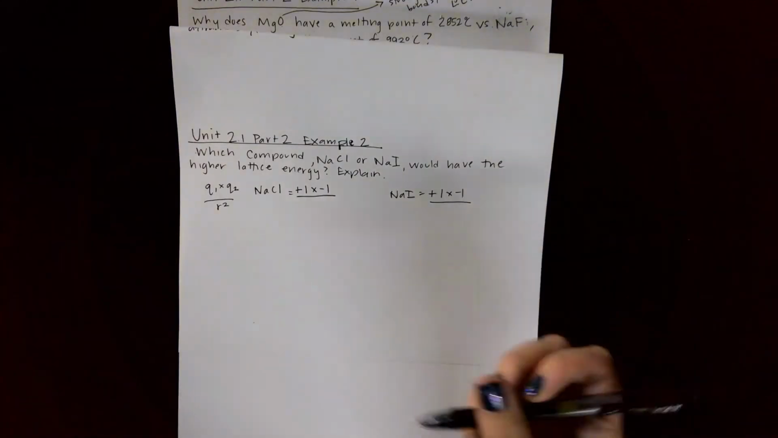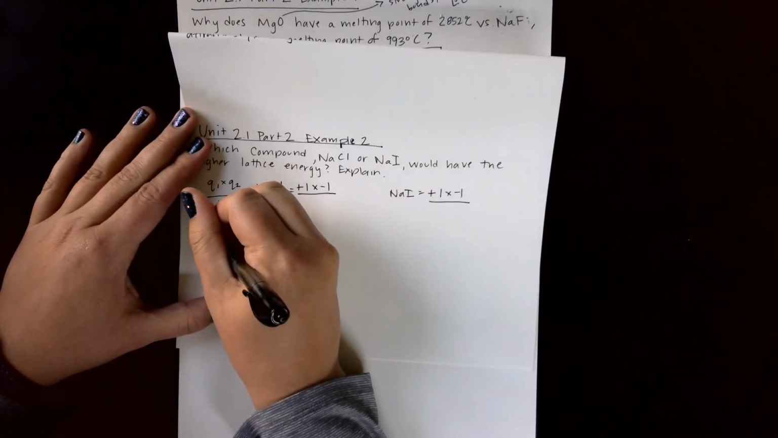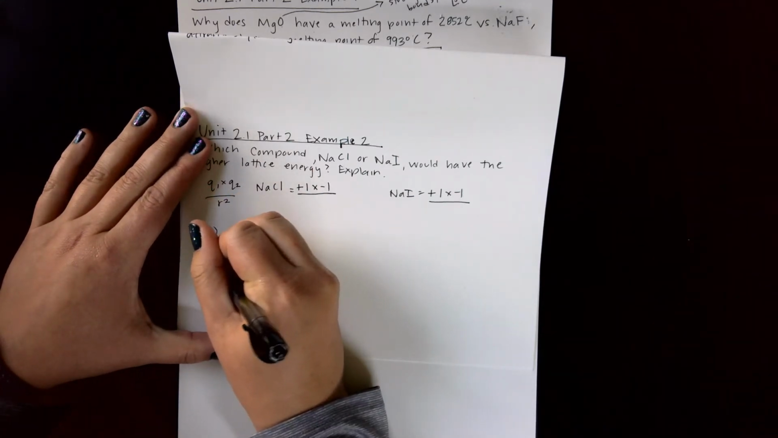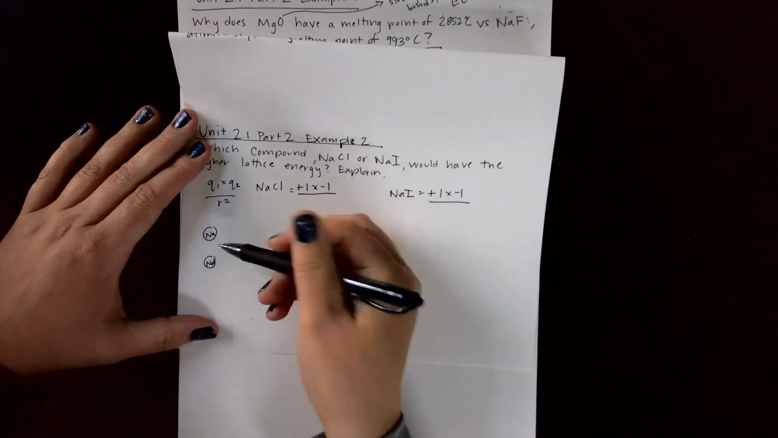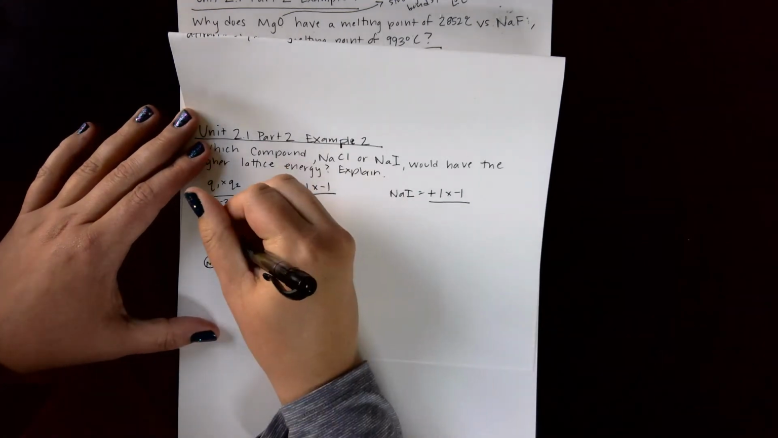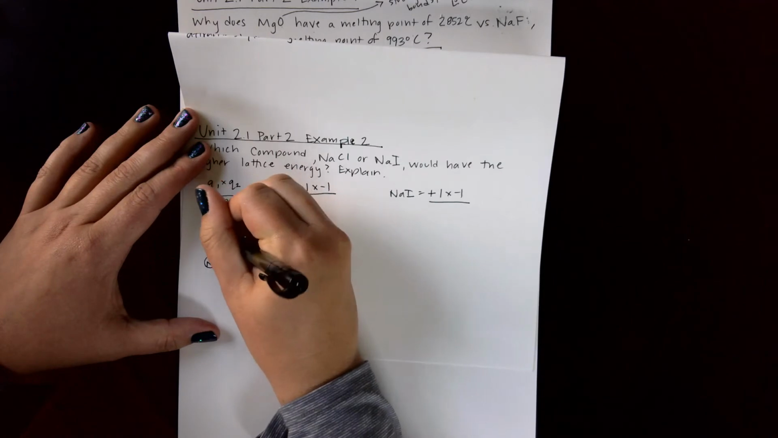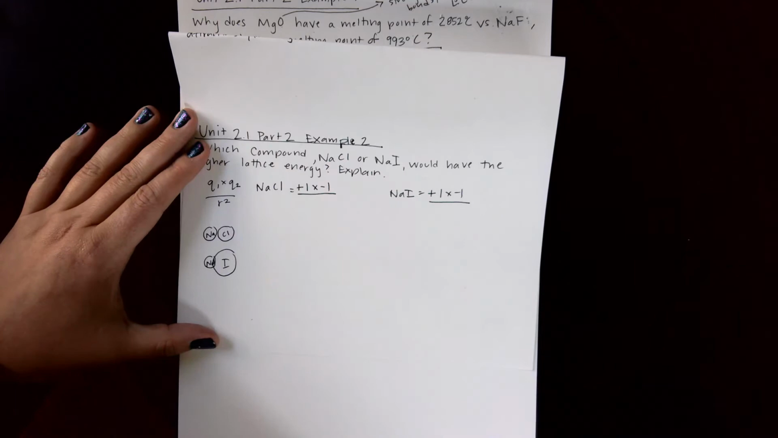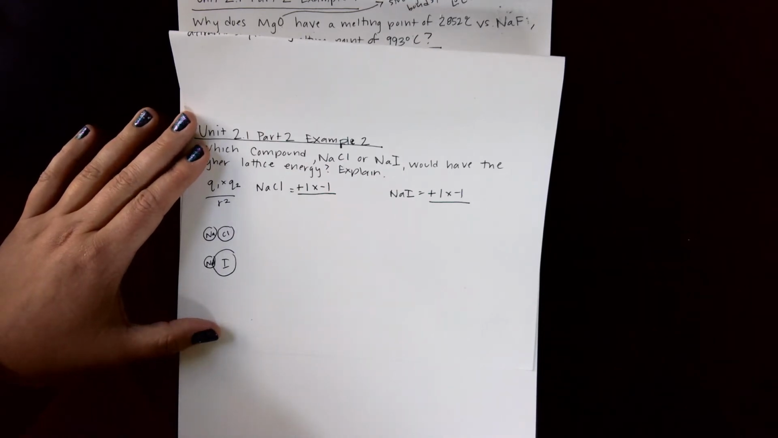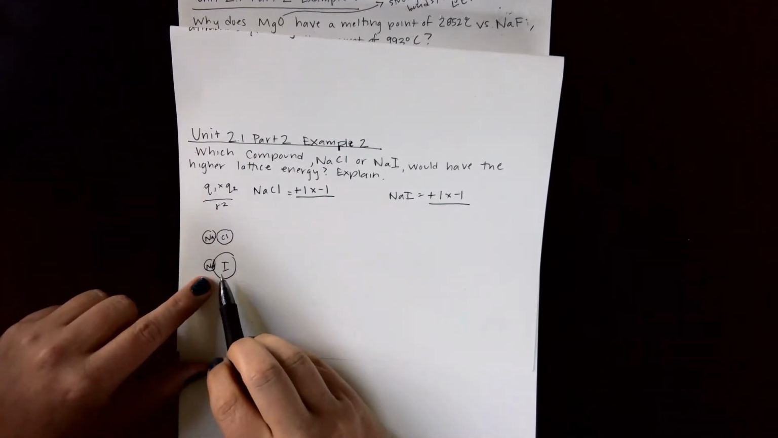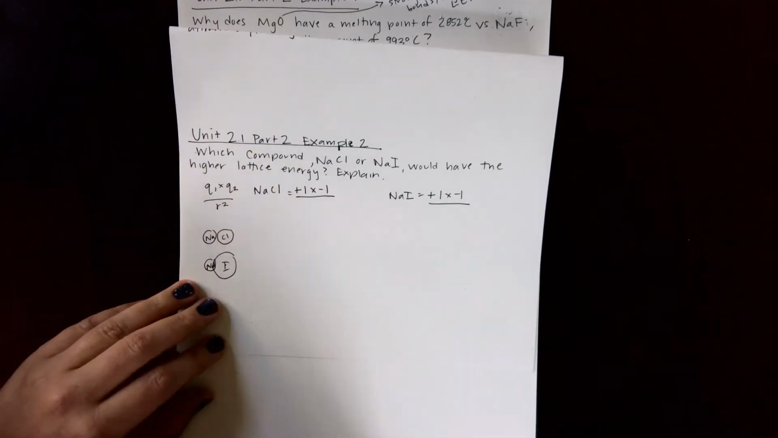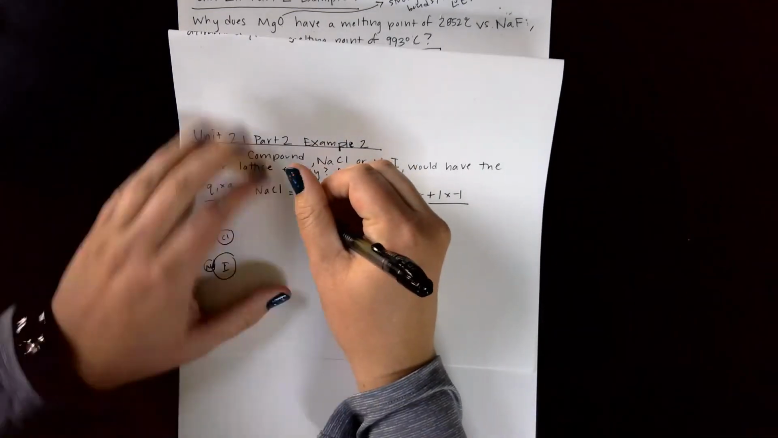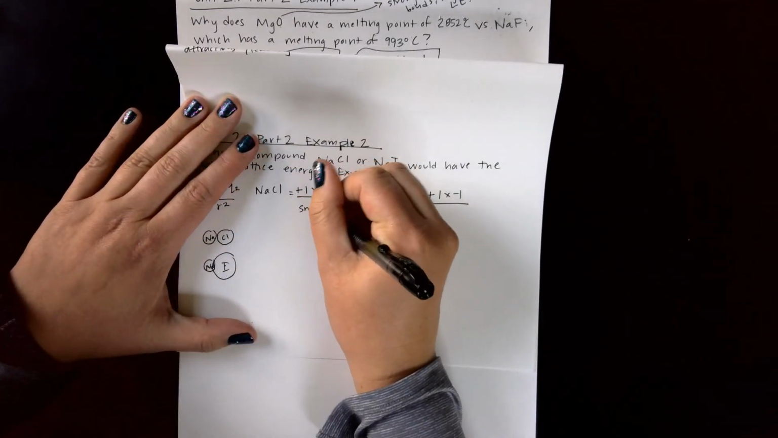So when I compare my two compounds, they both have Na in them, and the Na is the same size. But the Cl is smaller in size than the I is. The I is larger because it has the extra electron shells. So in this situation, the distance from the center to the center is going to be larger for NaI than it is for NaCl. And so what happens is I have for NaCl a smaller number on the bottom.